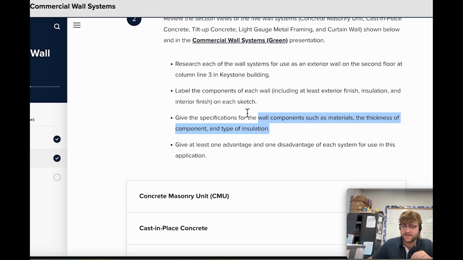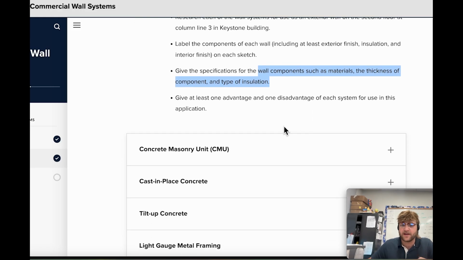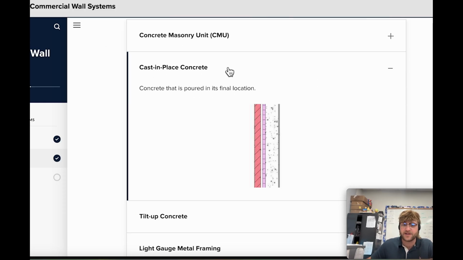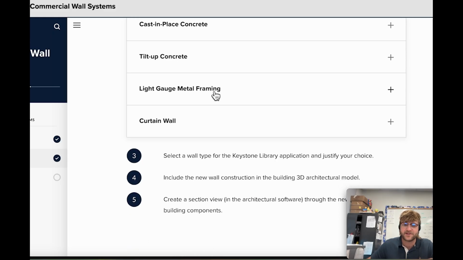And then you also want to give the specifications such as the materials, the thickness of each component, and also that type of insulation, just as we talked about. Also give us at least one advantage and one disadvantage of each system for use in this application of the library. And so if you go through here, you can end up finding some other information about those that kind of summarize what we talked about in the presentation notes.